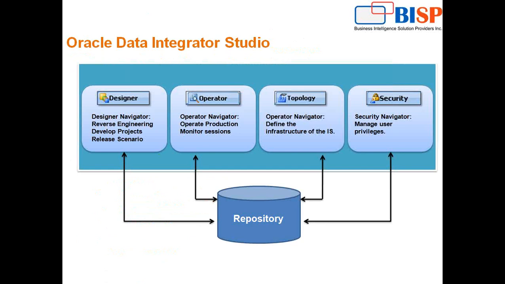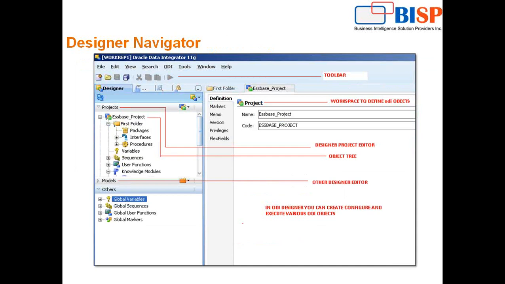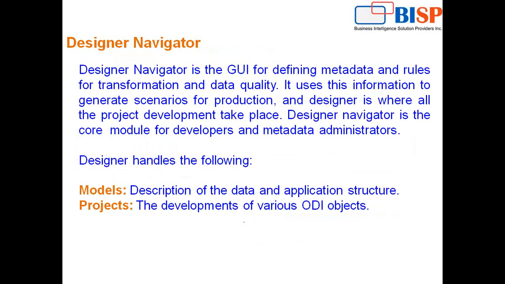All these navigators connect to the repository. Whatever you perform on any of these navigators will be stored inside the repository. If you create user privileges, that belongs to the repository. In topology, if you define an infrastructure for your information system, that is stored inside the repository. In operator, all the monitoring sessions and logs are stored inside the repository. Whatever models you define, projects you define, scenarios you create will be present in the repository. We'll talk about all the navigators one by one. First is the designer navigator. Let me tell you first about the designer navigator.